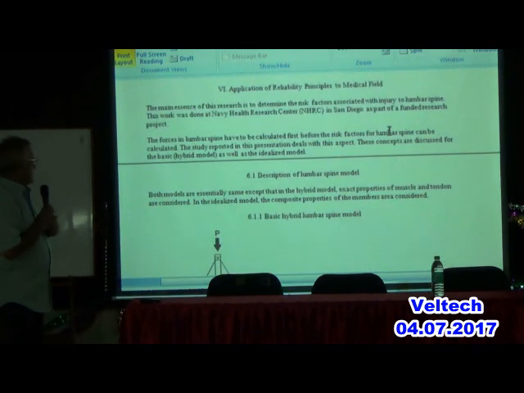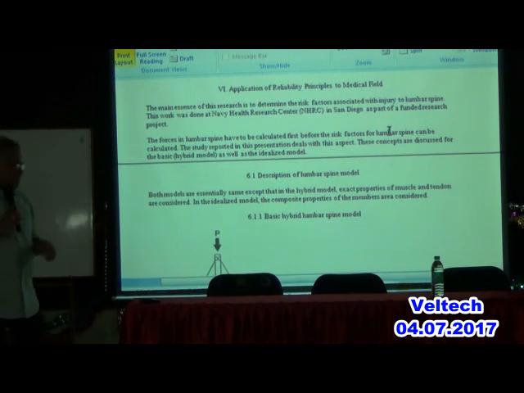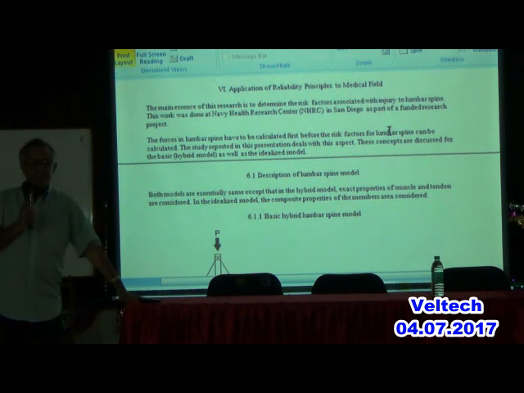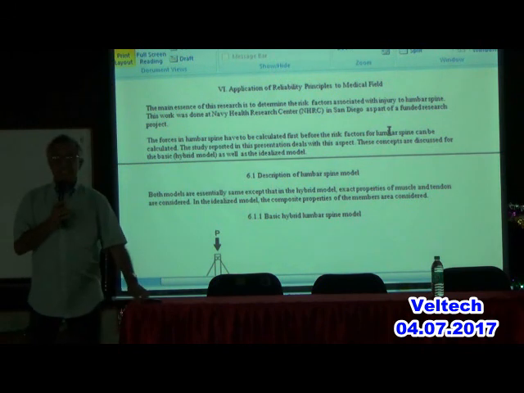Now, I'm going to wrap up quickly. Okay, let's stop here. So what I'm going to say is, we have applied the principles of reliability and risk analysis to a lot of areas. The one that you saw earlier was aerospace, and we applied it to civil engineering. Now here, the medical area. Okay, there's also another area called kinesiology.